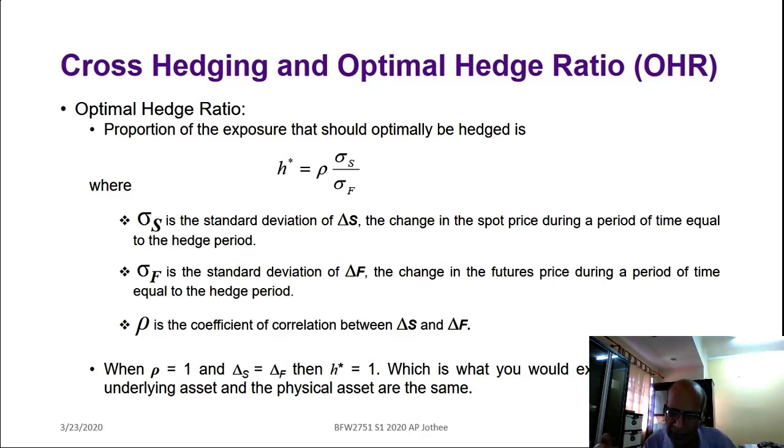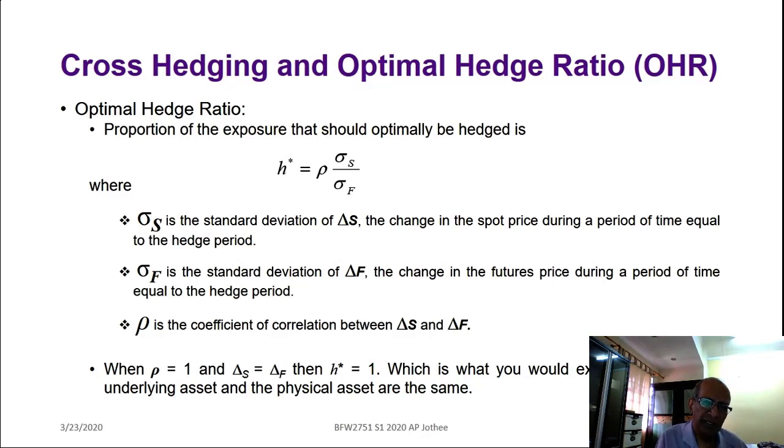In this slide number 17, you look at it very carefully. Optimal hedge ratio: the proportion of the exposure that should optimally be hedged. We have got a hedge index here. H equals rho, that is the correlation factor, times the standard deviation of the spot price for the last few months taken retrospectively, divided by the standard deviation of the futures price.